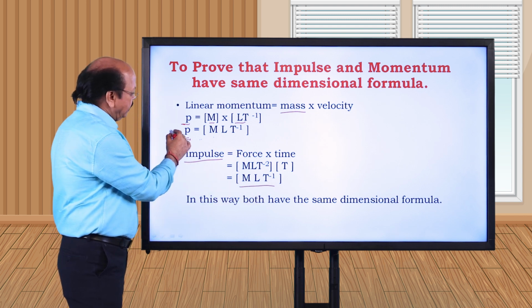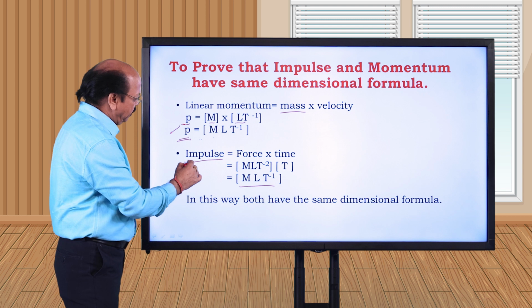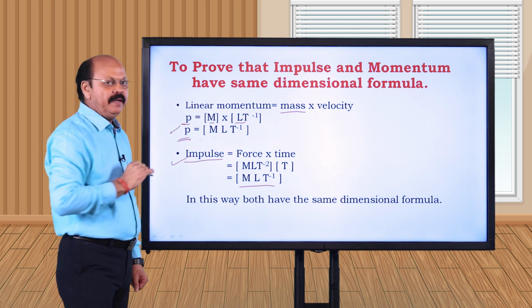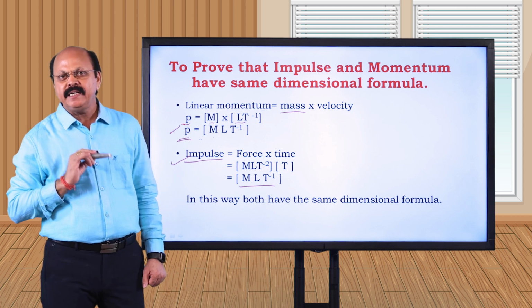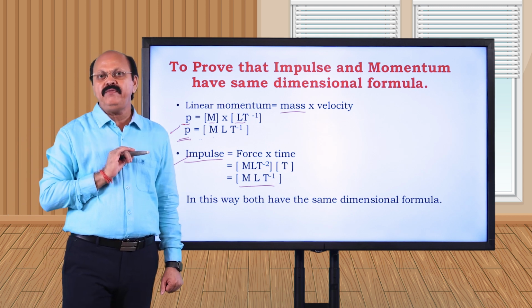Then you can see that the dimensional formula of linear momentum and the dimensional formula of impulse are both the same. So, that is why we say that both have the same dimensional formula.